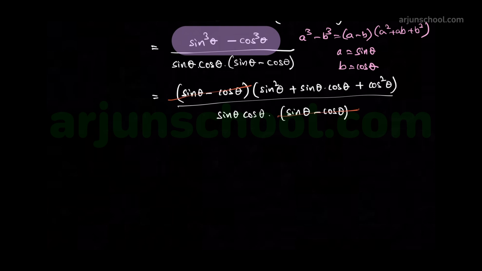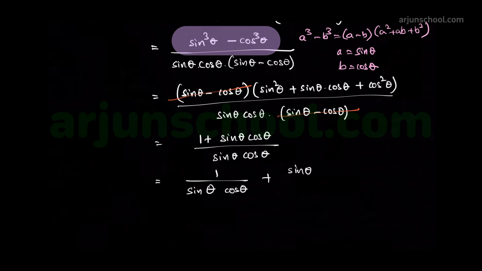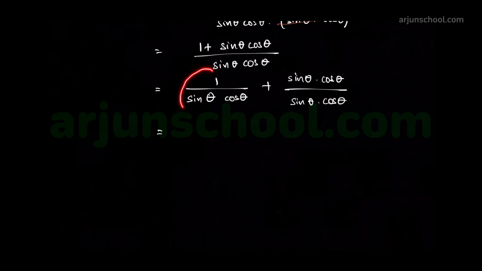From the numerator and denominator we can cancel sin theta minus cos theta. And also we can write sin square theta plus cos square theta as 1, which is equal to 1 plus sin theta cos theta divided by sin theta cos theta. Let us separate the terms: 1 divided by sin theta cos theta plus sin theta cos theta by sin theta cos theta. 1 by sin theta is cosecant theta and 1 by cos theta is secant theta, which is equal to 1 plus secant theta into cosecant theta, equal to RHS.